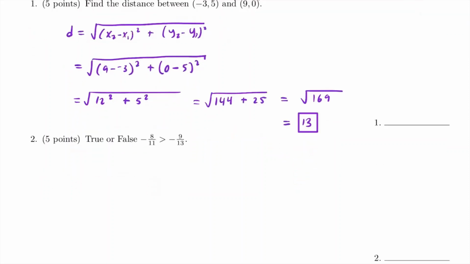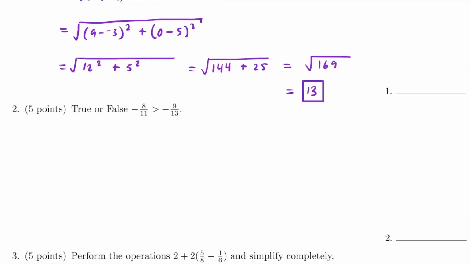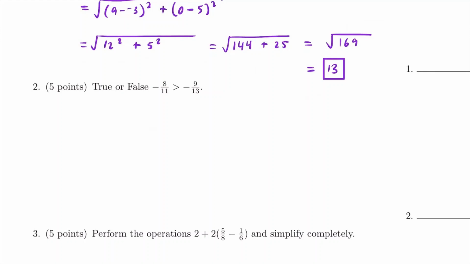Now let's take a look at the next problem. We want to determine if this is a true statement: -8/11 is greater than -9/13. All right, let's see. Since we don't have a calculator, we're going to determine it algebraically. So I'm going to go ahead and multiply both sides by -1 to turn them into positives. So that will give us 8/11. When you multiply by a negative number, you have to switch the inequality. It becomes less than 9/13.